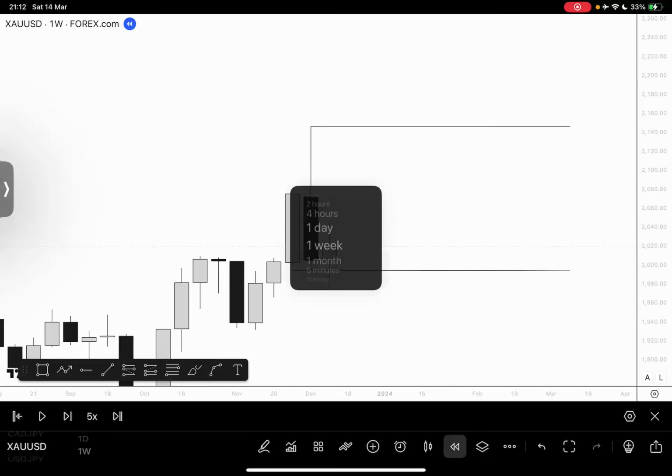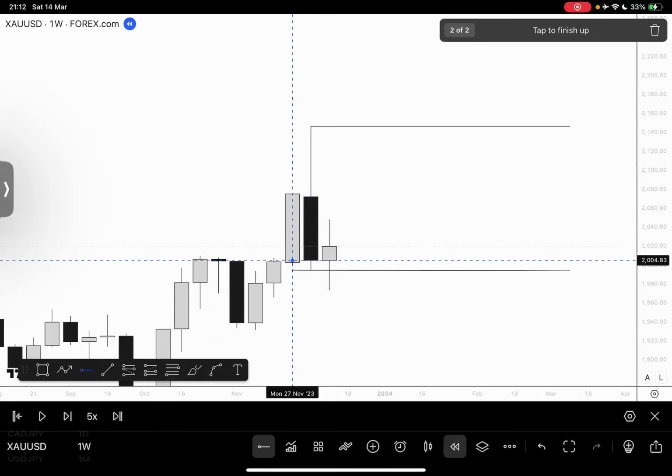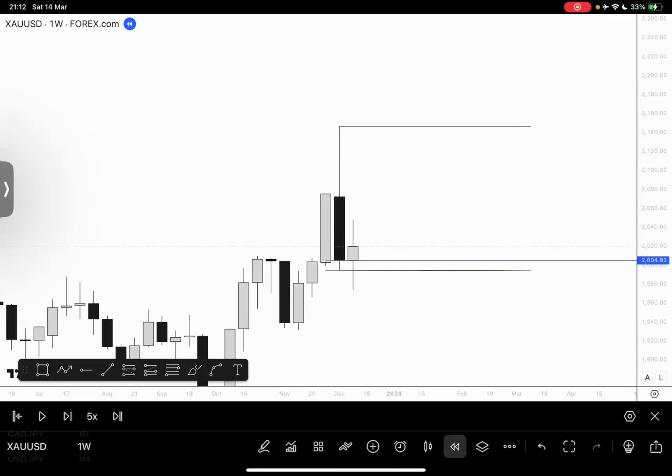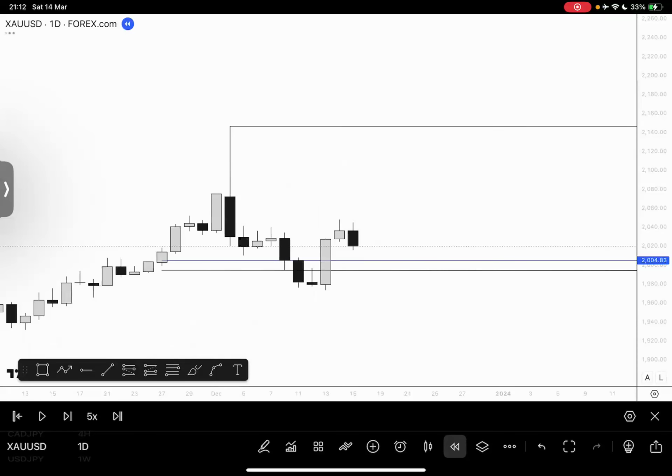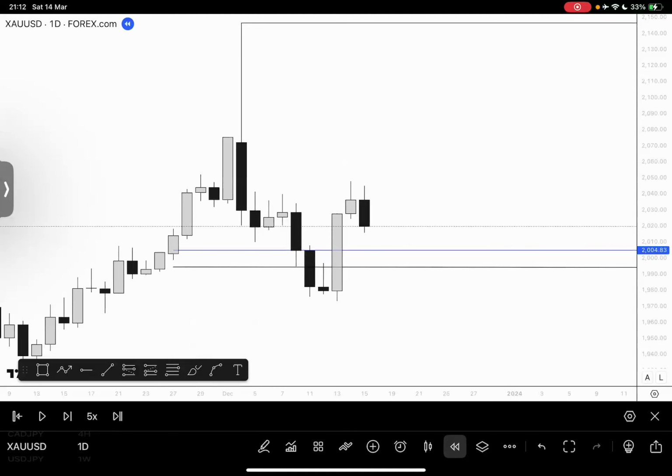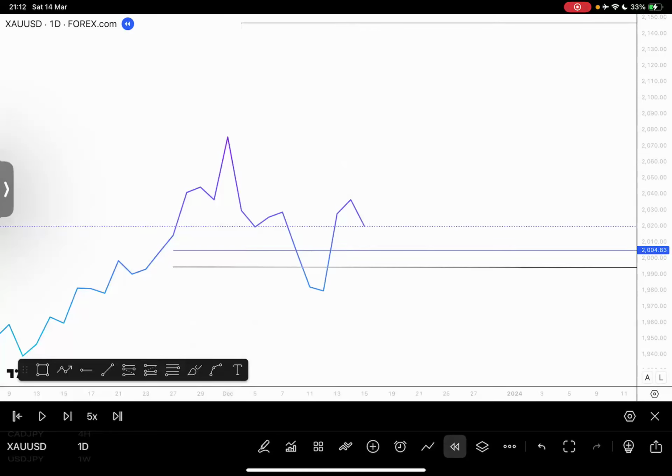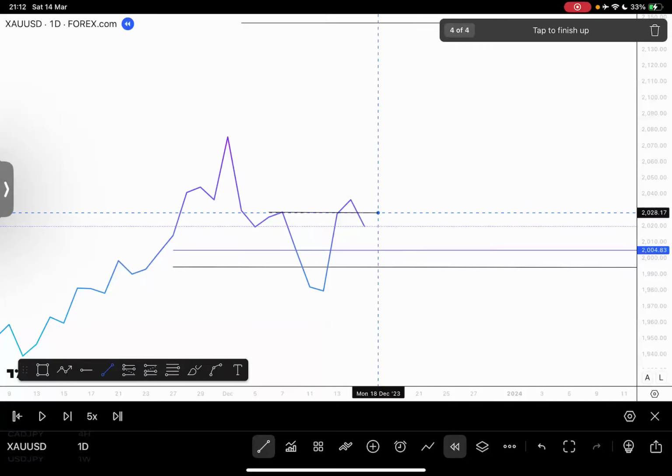So what do we do? We mark out our higher time frame key level, which is here, first and foremost. Then we check our daily. Do we have a daily breakout? There's the next candle. Yes, we do. Check it out. Bam. Daily breakout. So this is a confirmed range.